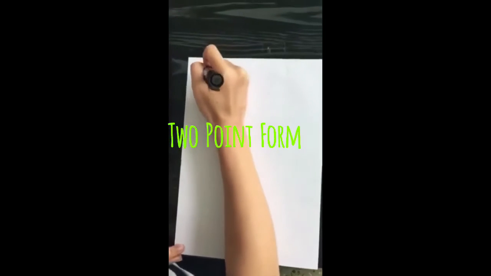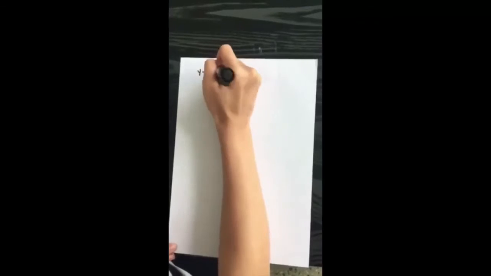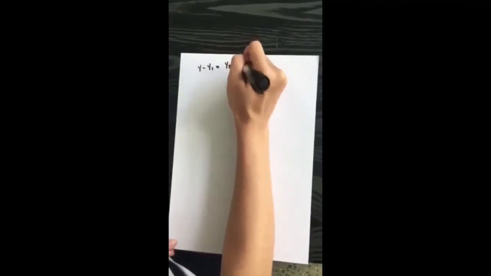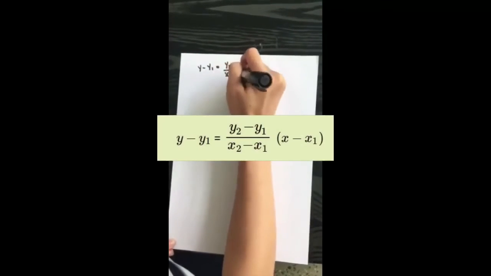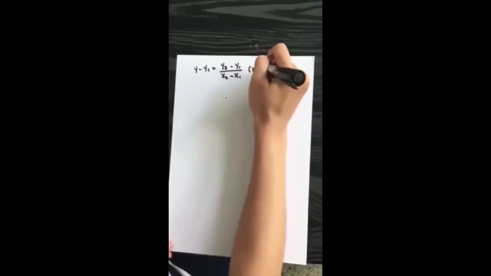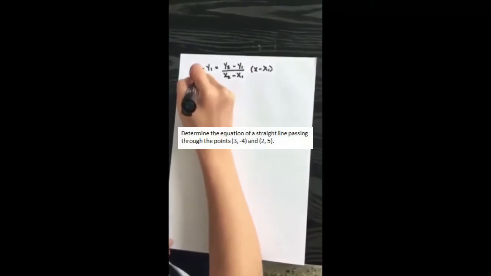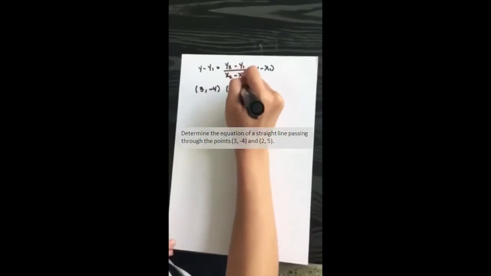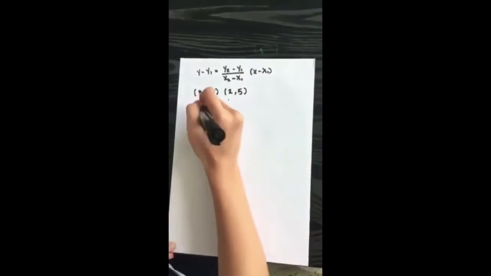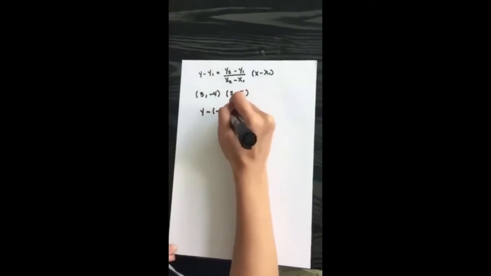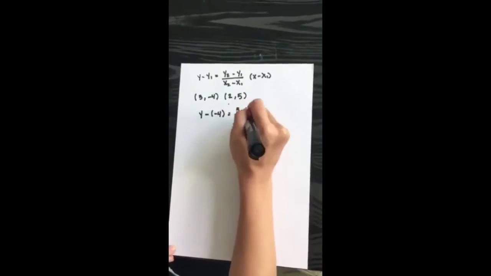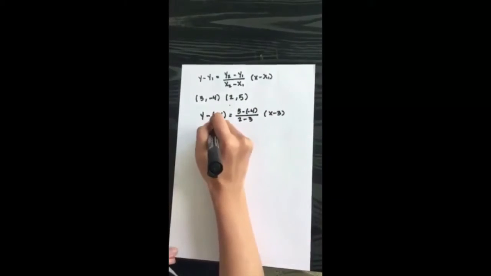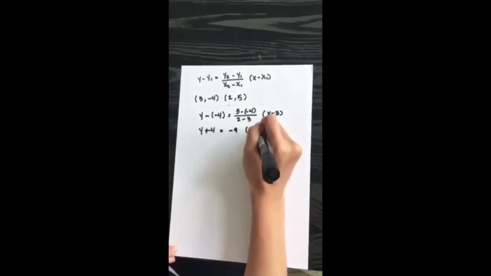So if we are not given any slope, but we are given 2 points, we can use the 2-point form. So for this example, we are given 2 points, (3, -4) and (2, 5). So we simply substitute the values to the formula, and we get y is equal to -9x plus 23.